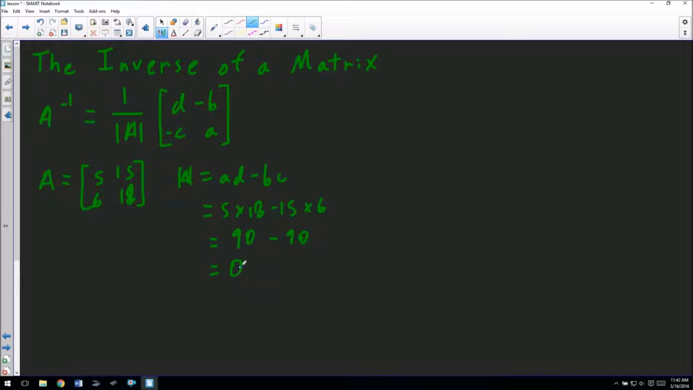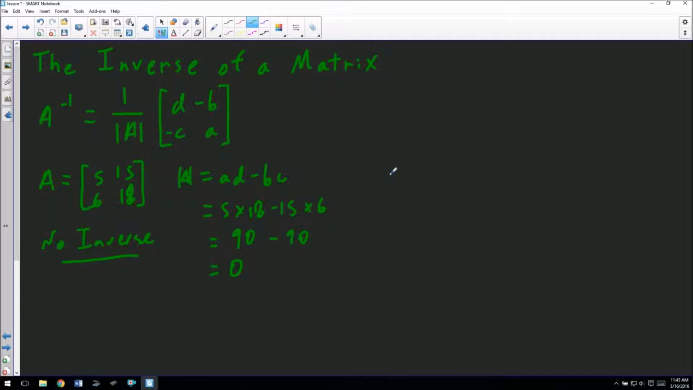And since when you put that determinant into this formula, you get 1 over 0, that's undefined, so we cannot find the inverse of this matrix. So we'd have to write no inverse. And that would be the end of the question. So before you put everything into this whole equation, you should test the determinant first and make sure that it's not 0. And if it is 0, you just write no inverse.